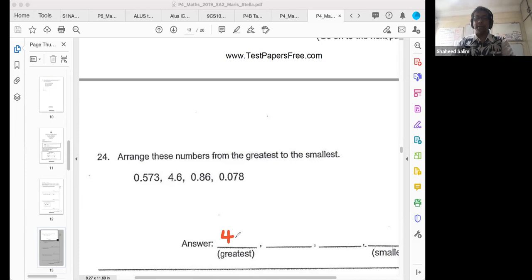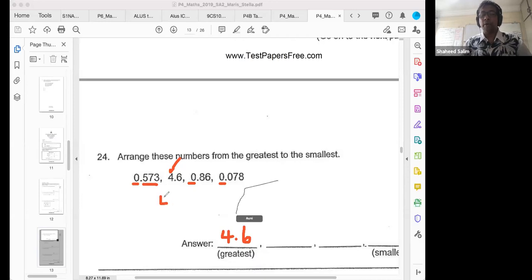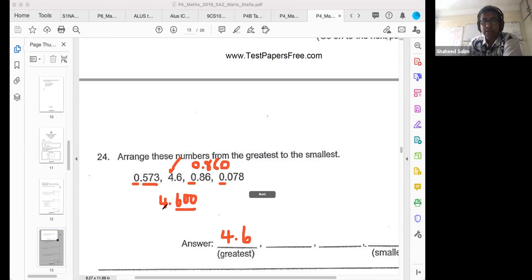Naomi, you know this, right? You look at the whole number, you see, this one's 0, this one's 0, this one's 0, this one is 4. So, okay, maybe to help you, we make sure that all of them have the same number of digits behind. This one is 0.573, this one 4.600. Why? We make it 3, easier. This one 0.860. Now you can compare. Can you see? This is like 4,600.